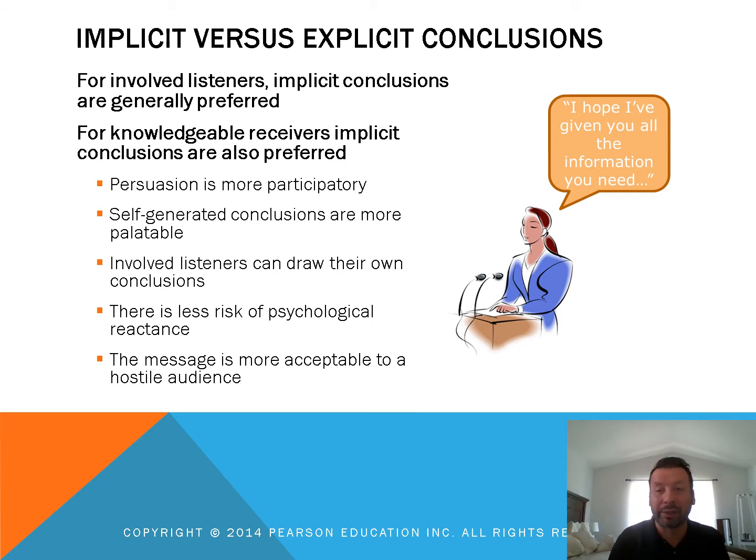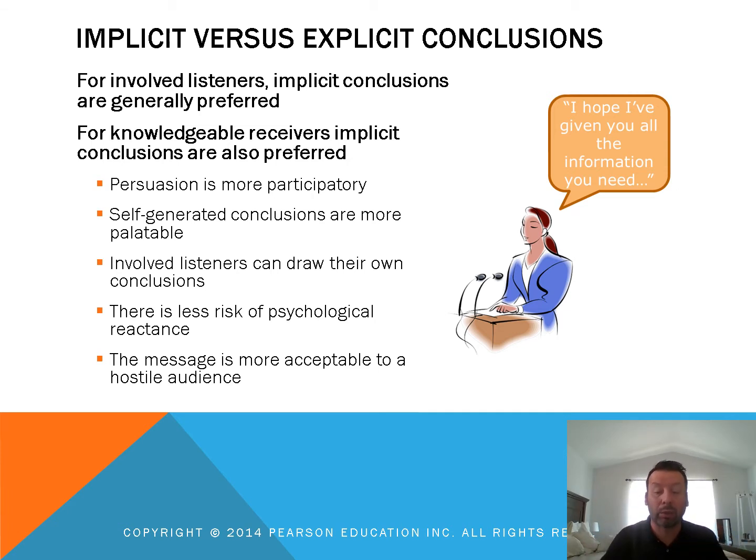So, implicit versus explicit conclusions. For involved listeners, implicit conclusions are generally preferred. For knowledgeable receivers, implicit conclusions are also preferred. These are people who are really paying attention, really knowledgeable on the subject. Sometimes implicit can lead them to it, and then they can figure it out for themselves, and they're able to because they're knowledgeable in the subject. They tend to be more participatory. The self-generated conclusions are more palatable.